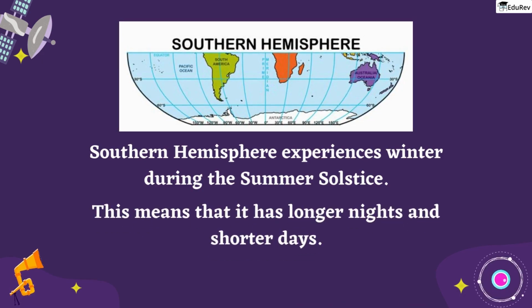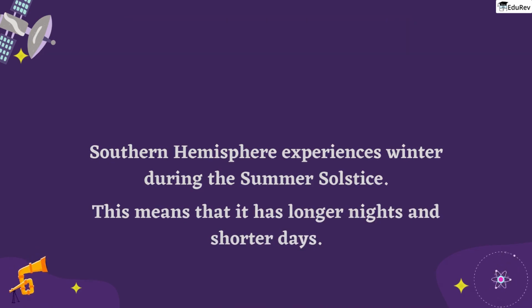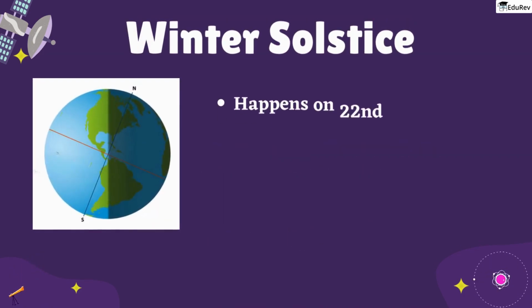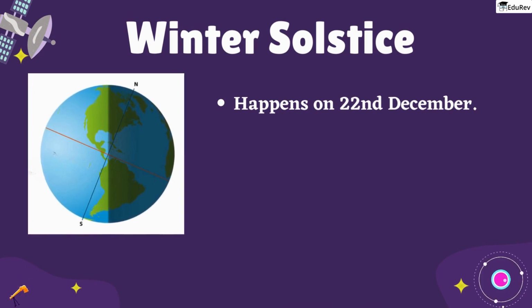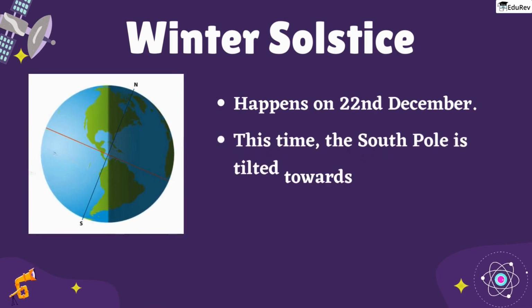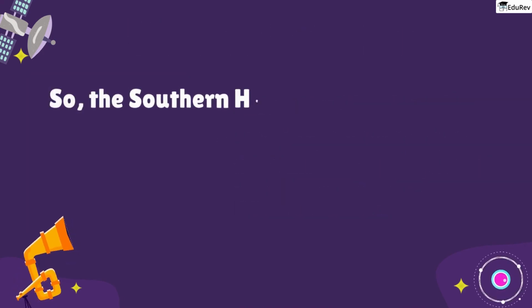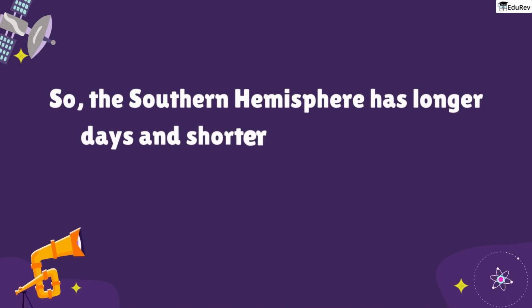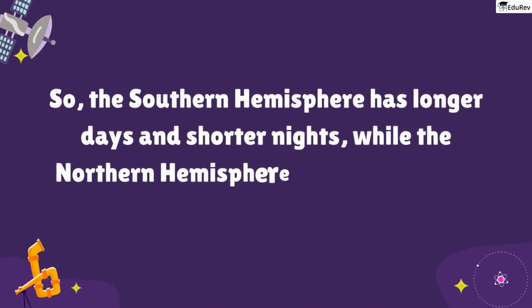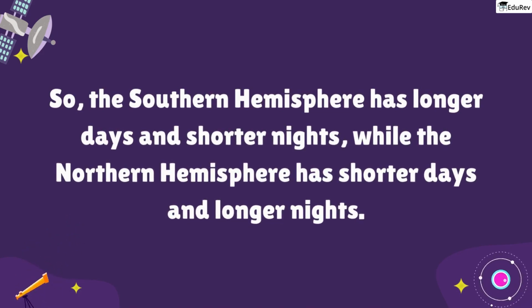But don't worry, the tables turn during the winter solstice, which happens on 22nd December. This time, the South Pole is tilted towards the sun, and the northern hemisphere experiences winter. So, the southern hemisphere has longer days and shorter nights, while the northern hemisphere has shorter days and longer nights.